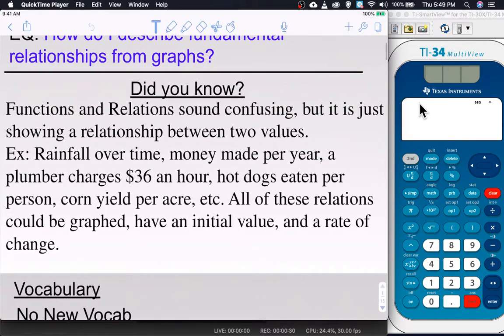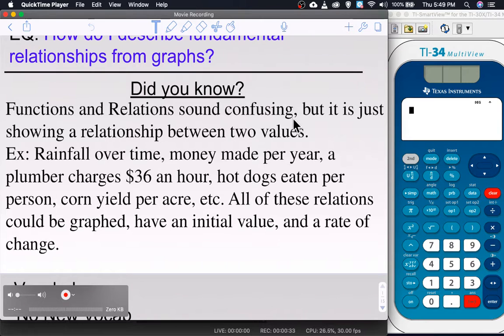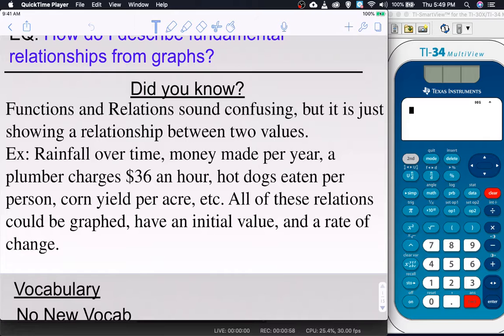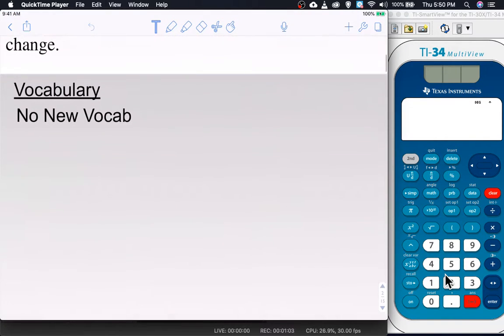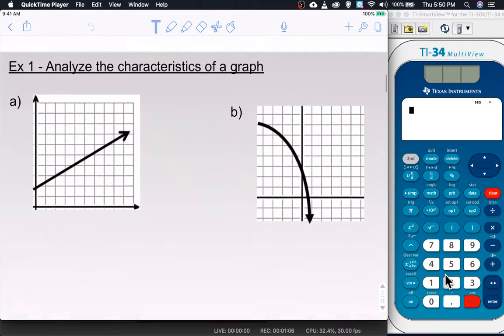Did you know that functions and relations kind of sound confusing, but it's just showing a relationship between two values. Rainfall over time, money made per year, if a plumber charges $36 an hour, hot dogs eaten per person, corn yield per acre, all of these are relations, and they could be graphed. They have an initial value, they have a rate of change, and so they all could be functions. They're not necessarily all linear, but they all could be represented as functions. There is no new vocabulary in this lesson, so let's get to it.